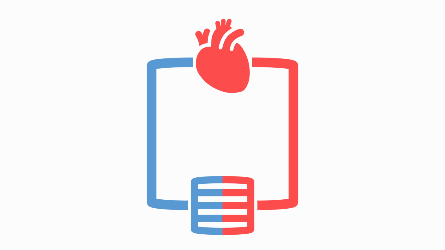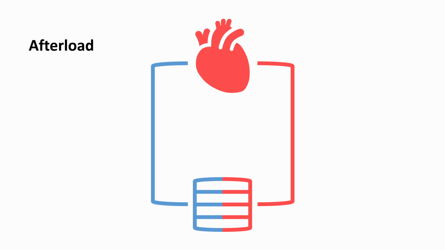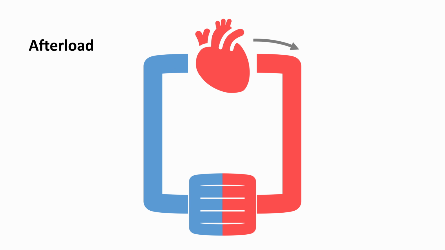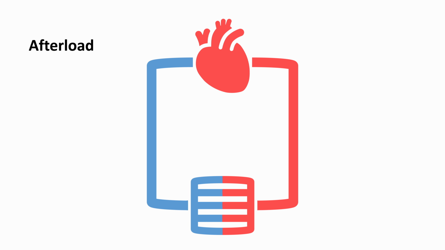The final concept is afterload, and this refers to the pressure that the heart has to overcome to get blood out. This is mostly determined by systemic vascular resistance. You can imagine that contracted blood vessels with high levels of resistance are going to be a lot harder for the heart to push against than relaxed blood vessels with low levels of resistance. But afterload can also be increased if there's something obstructing blood flow or preventing blood from getting out of the heart, like a big blood clot or a stenotic valve. That's the circulatory system in a nutshell.